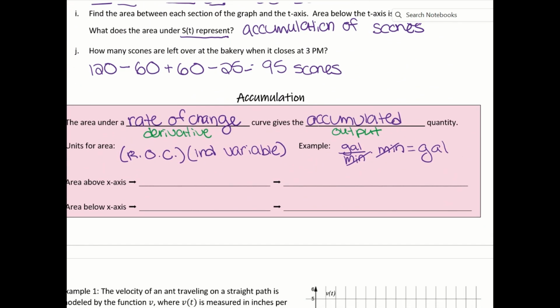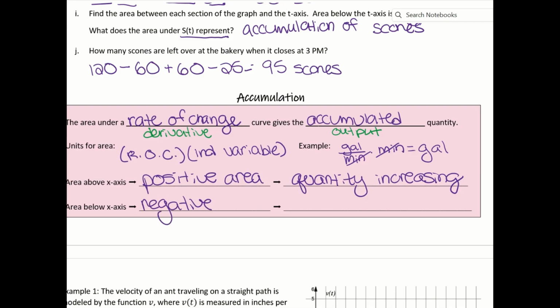So the area above the x-axis is positive area, and it represents the quantity increasing. And then the area below the x-axis is negative area, and it represents the quantity decreasing.